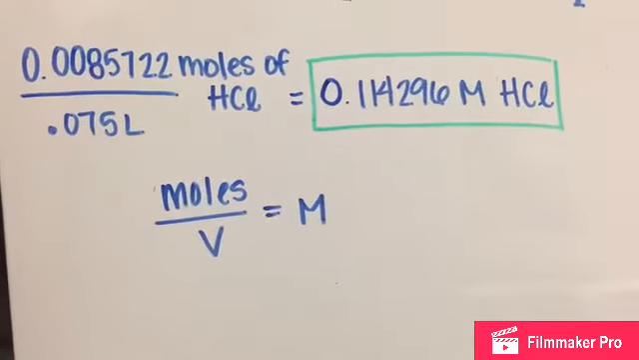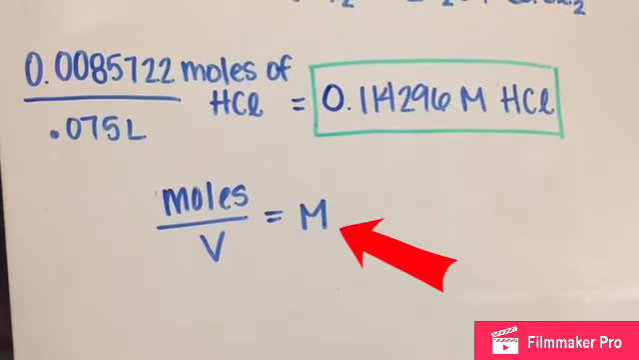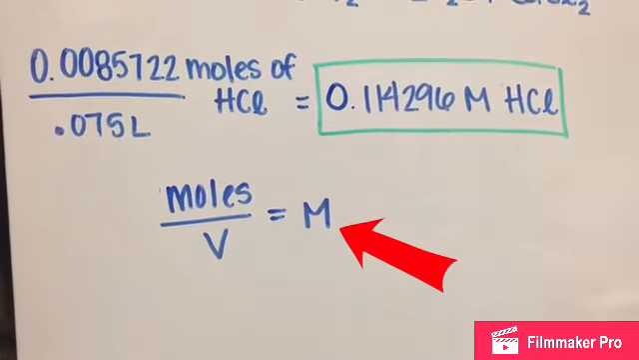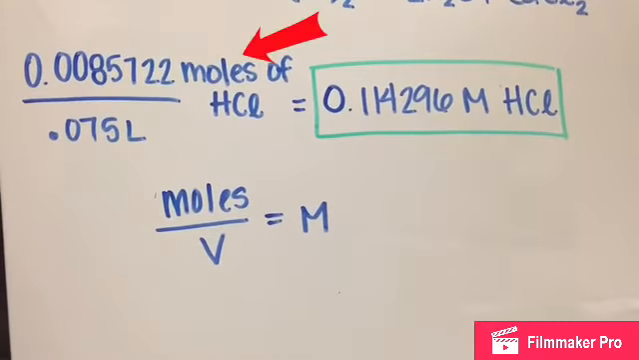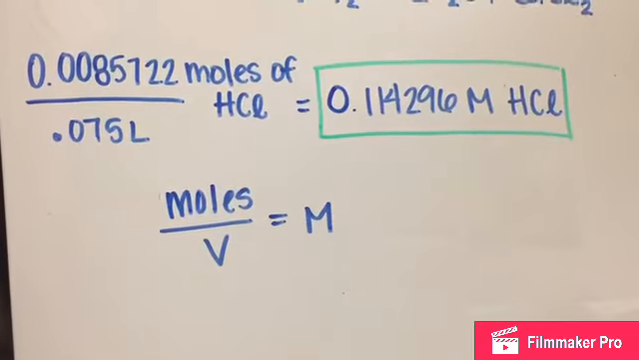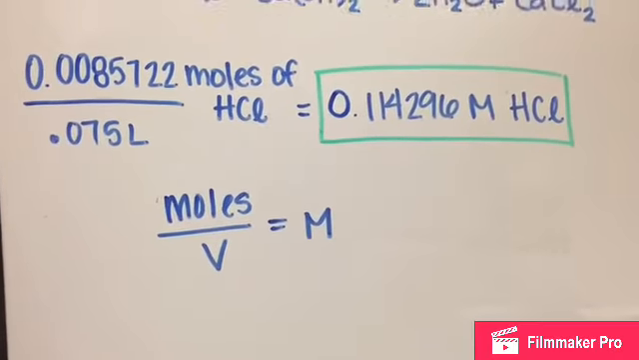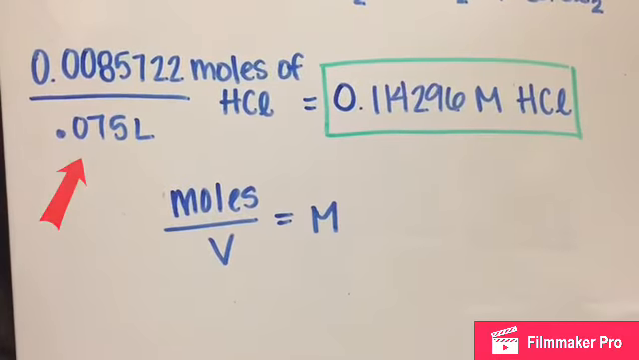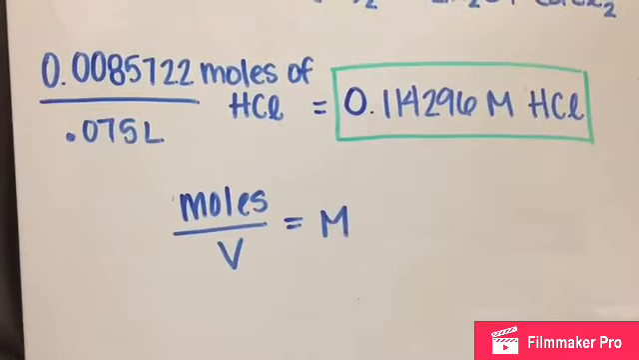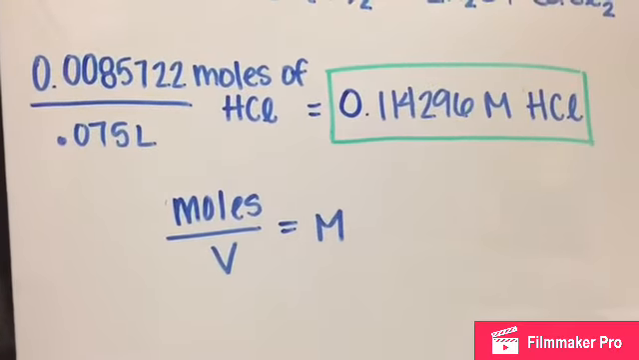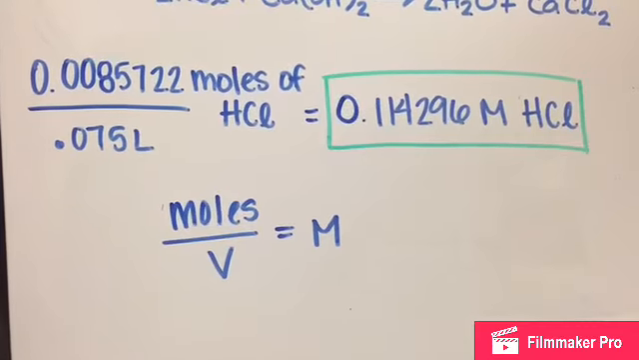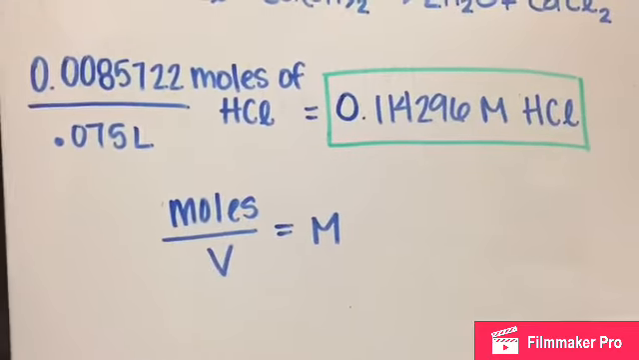We know that we can find concentration by using the moles divided by the volume. So we take the moles of the hydrochloric acid that we just found and divide it by the original volume of the hydrochloric acid, and we get an answer of 0.114296 molar hydrochloric acid.